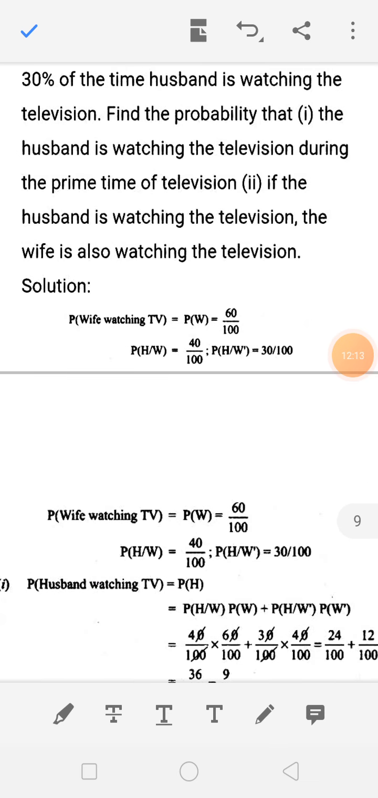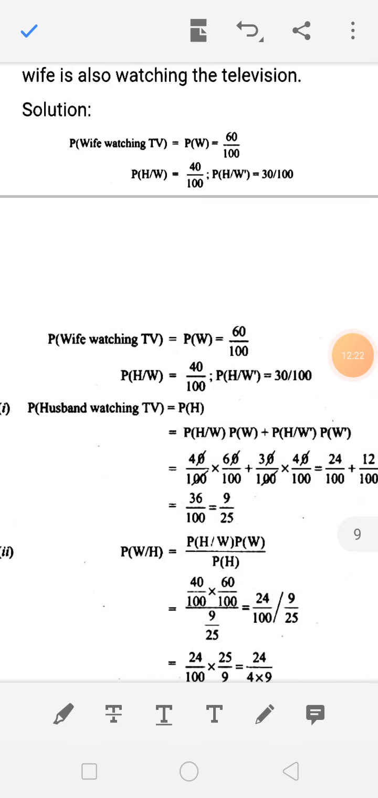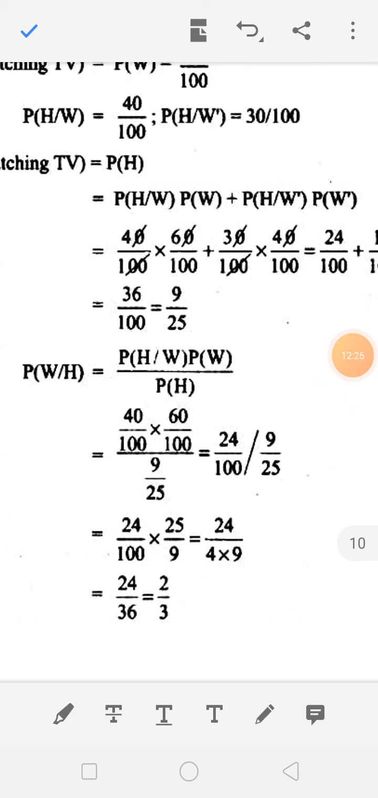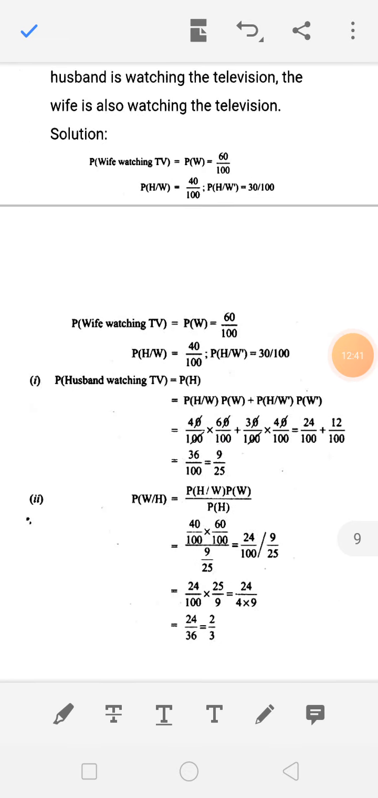Similarly, the second question is: if the husband is watching the television, what is the probability that the wife is also watching the television? Write down the formula, substitute the values, cancel the terms. 24 by 36 cancels, you will get 2 by 3: 2 twelves are 24, 3 twelves are 36. So try to solve this problem with a similar method as the third and fourth ones.